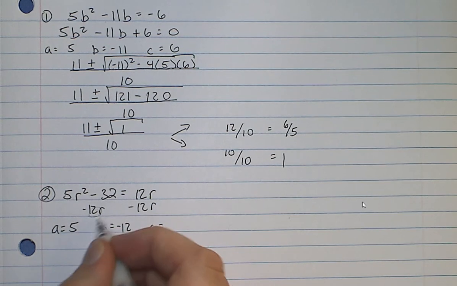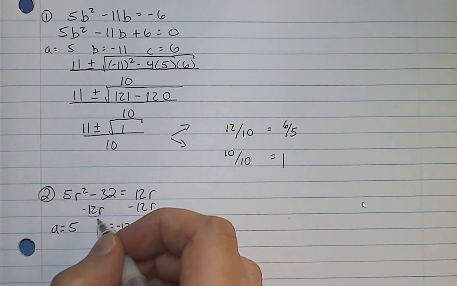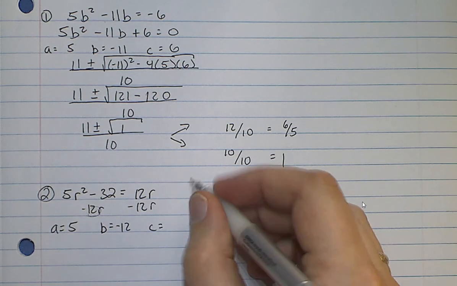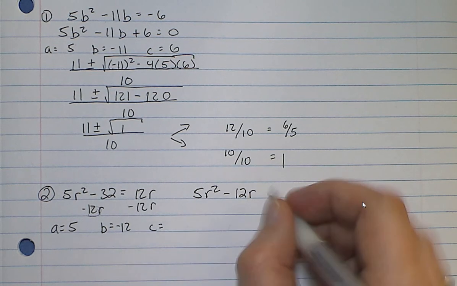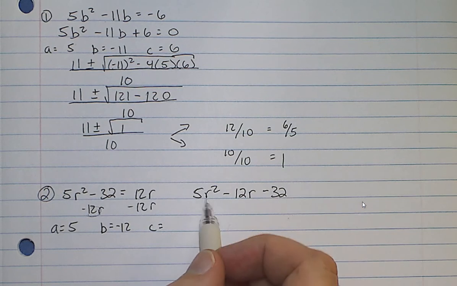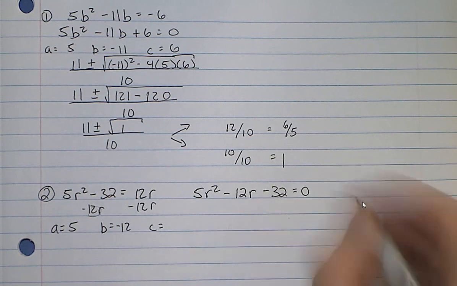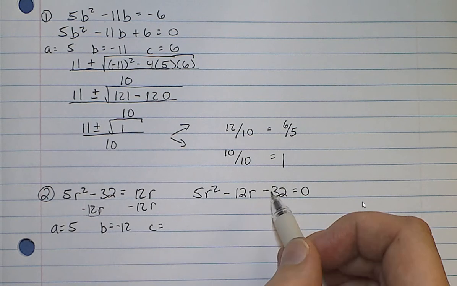Wait, is it supposed to be underneath? Well, you told me to minus 12r from both sides, and then you skipped a step. You didn't have me rewrite it. It needs to be variable squared, then plain variable, then no variable, in order to find a, b, and c. So if you rewrote this, it would be 5r squared, then the minus 12r comes in between the 5r squared and the minus 32, and then equals 0. So your a is 5, your b is negative 12, and your c is the one that doesn't have a variable, which is negative 32.